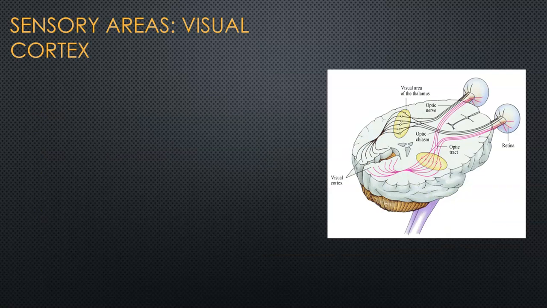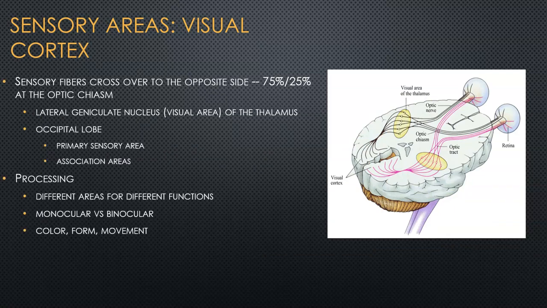So, the visual cortex. In the visual cortex, you have sensory fibers that cross over to the opposite side, 75% and 25% at the optic chiasm. So you can see how the optic nerves cross over here. The lateral geniculate nucleus is the visual area of the thalamus. And in the occipital lobe, you have the primary sensory area and the association areas. The processing here is different areas for different functions, like monocular versus binocular, and color, form, and movement.